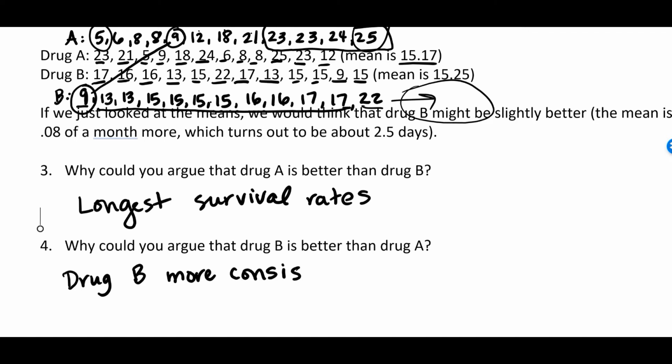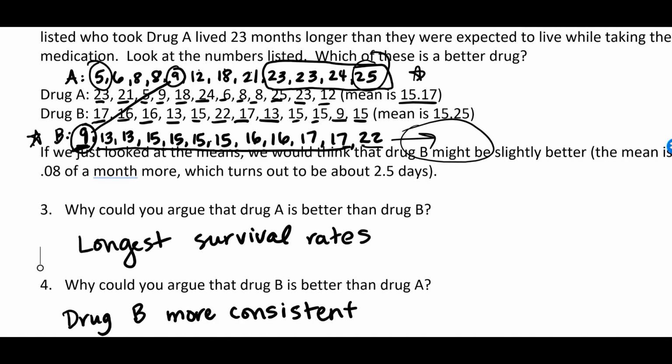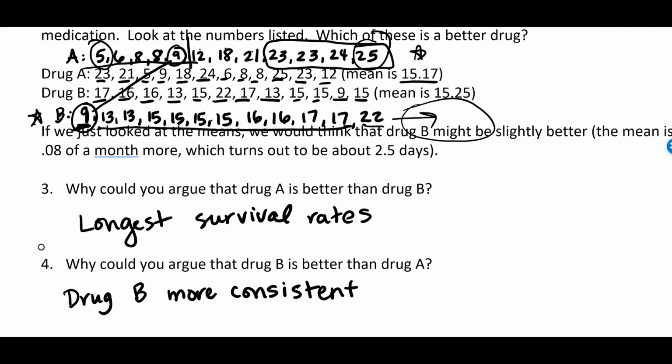You're probably not going to get 2 years, but everybody except one person got at least a year, 13 months and up. So if you want at least a year, really drug B is where you want to go. If you're hoping for 2 years, well, drug A is where you want to go, but it's more of a gamble, because how many of these people didn't even make a year? One, two, three, four, five. So 5 of them didn't even make it a year. So it kind of comes down to how much risk you are willing to take.